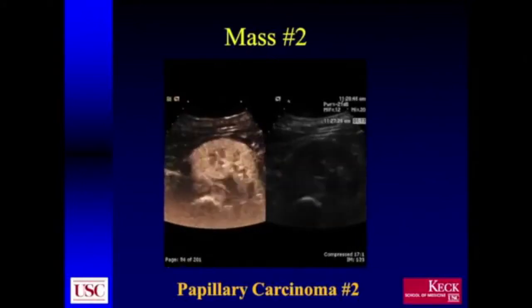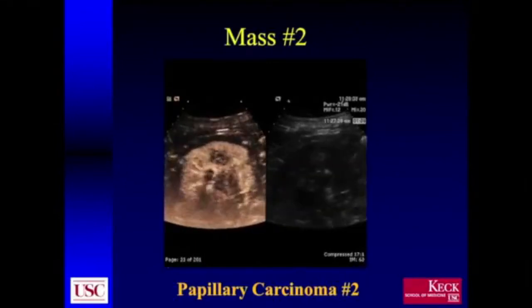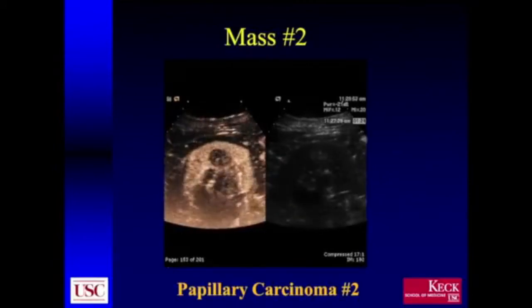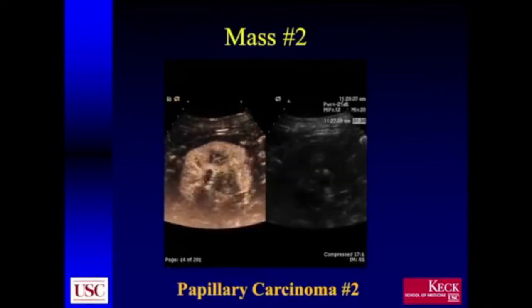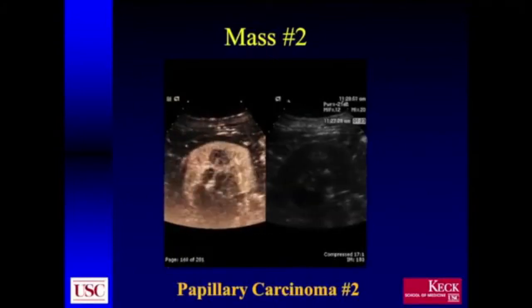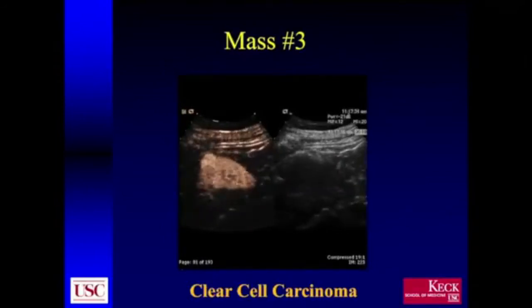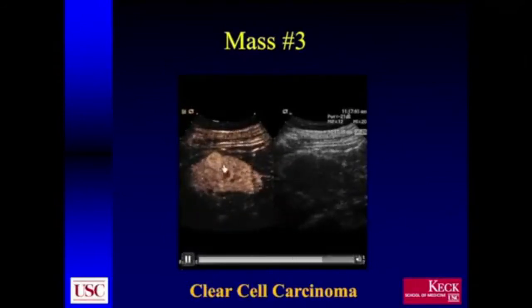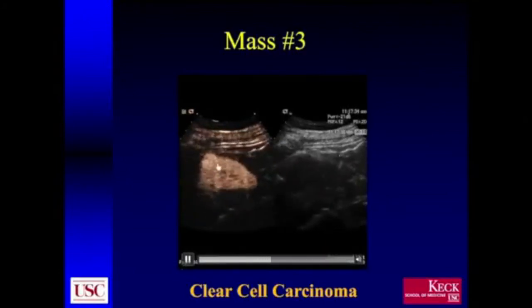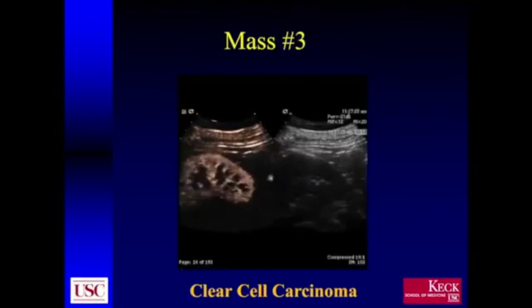The fact that these are hypovascular compared to the surrounding parenchyma in all phases is important to observe and is typical of papillary carcinoma, which both of these turned out to be at surgery. Of interest, in this same patient, when we looked around the kidney, you can now see that there is actually a third mass, which was not obvious on the non-contrast ultrasound at all, but the enhancement pattern of this mass is quite different than the other two.